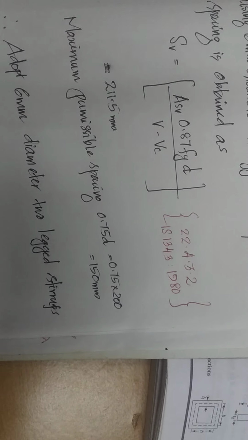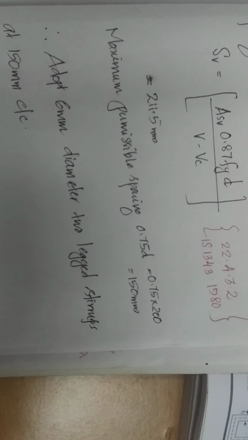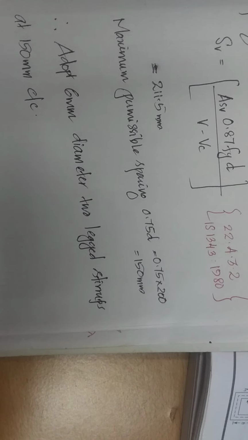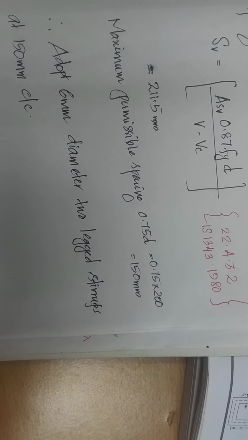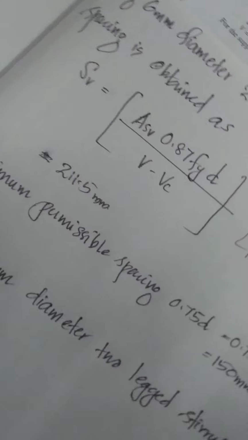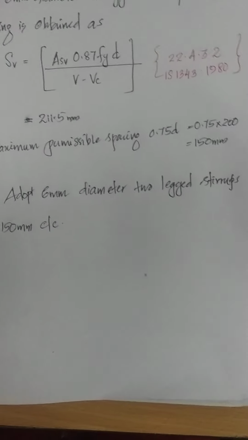Therefore, we came to the solution: adopt 6 mm diameter 2-legged stirrups at 150 mm center to center. So this is how we work out a problem relating to the shear resistance.